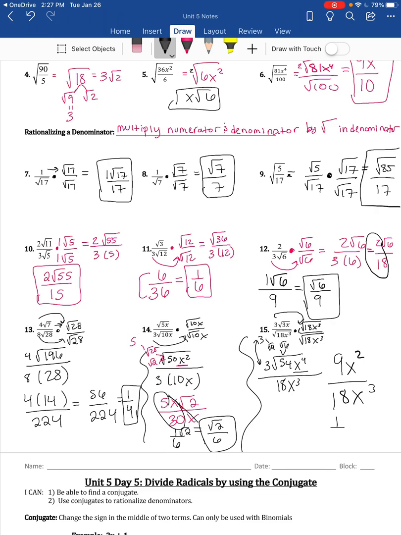Keep on simplifying. 9 over 18 gives you 1 over 2. If you have 2 x's up top and 3 x's on bottom, you can cross off those common x's, or 3 minus 2 is 1, and that 1 x goes on the side of your bigger exponent. So 3 is bigger than 2, so the x goes down below. We also can't forget about this rad 6 that I almost forgot about. So this should be 1 rad 6 over 2x. This right here would be your final answer. Yeah, this rad 6 goes right here. My bad.